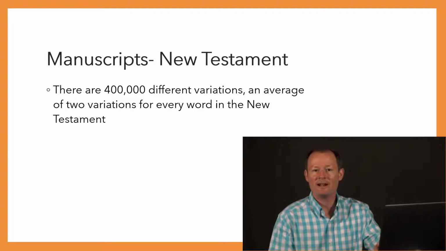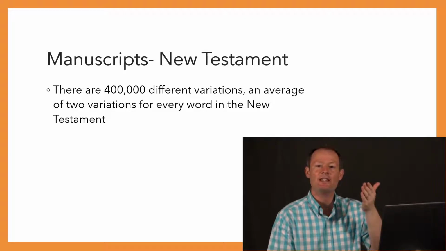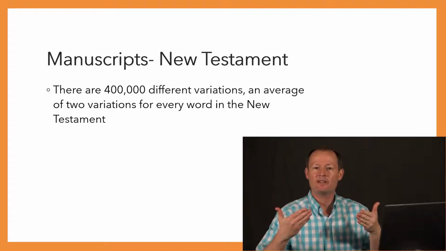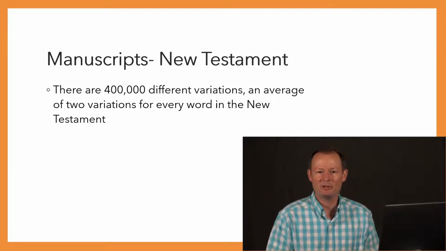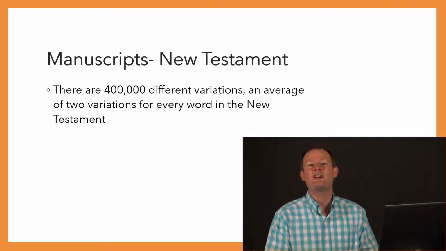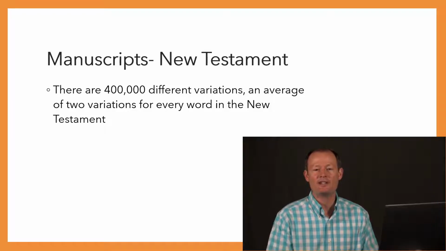Here's something that we need to know right out of the gate. There are 400,000 different variations. When I say variation, I mean that if you take a Greek manuscript of the New Testament and you compare it with a second, different manuscript of the Greek New Testament, you're going to find differences. Every single difference will be a variant. If there's a word order switched around in two verses, that's a variant. If there is a spelling change, that's a variant. If there's a different verse or a word left out or a word put in, all of those are variants. There are over 400,000 variants in the New Testament.